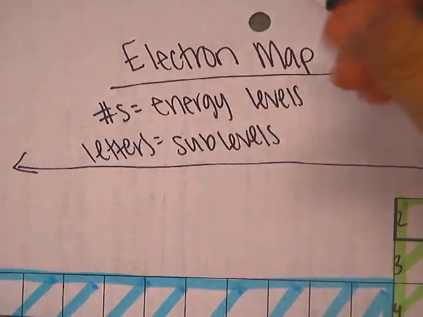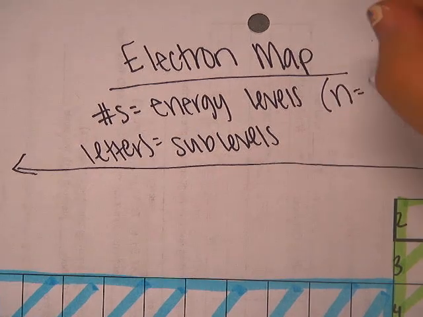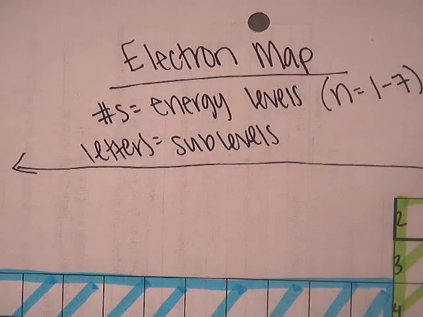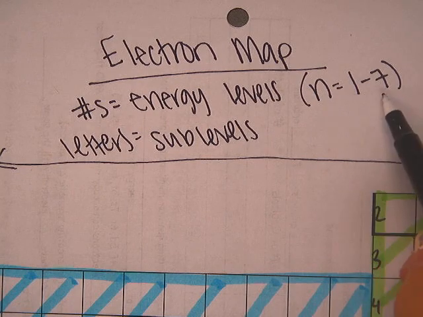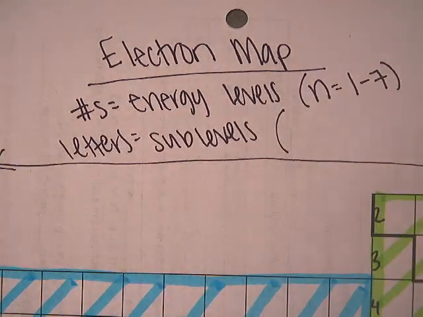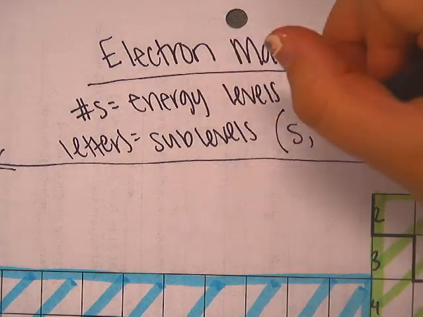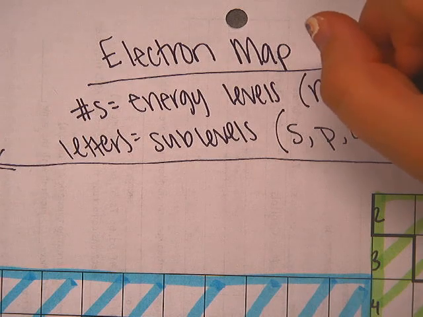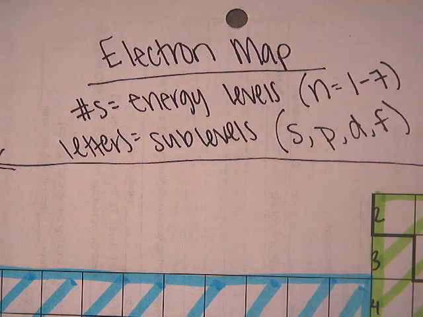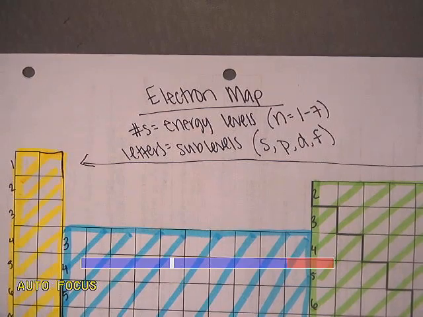So the energy levels that we have are labeled, N is what we'll use to abbreviate it. They're labeled 1 through 7. So the lowest energy level is number 1, highest energy level is number 7. The sublevels are going to be labeled according to the shape of the orbitals in that sublevel. So it's S, P, D, and F, and we use lowercase letters. The only two that I ever really talk about are S and P. S stands for sphere, and P stands for petal. Again, that's referring to the shape of the orbitals.